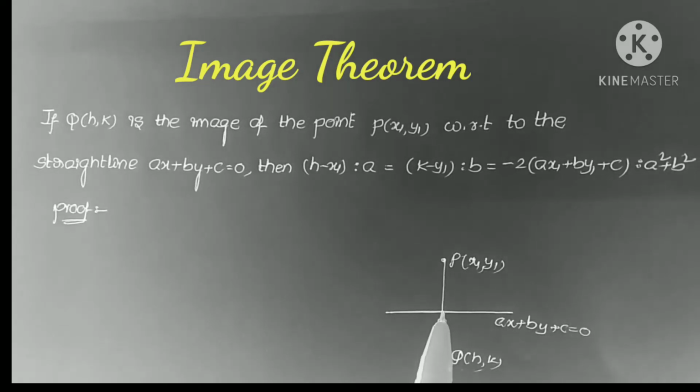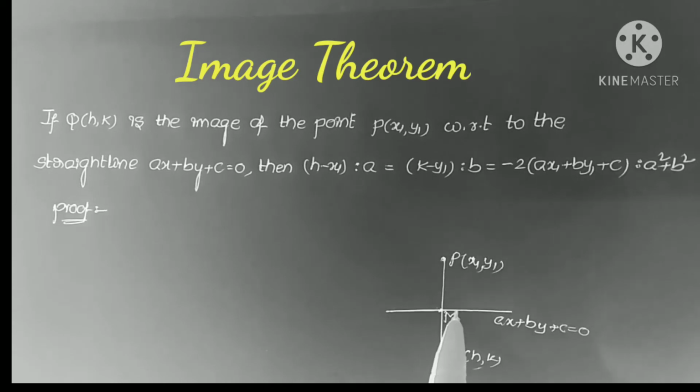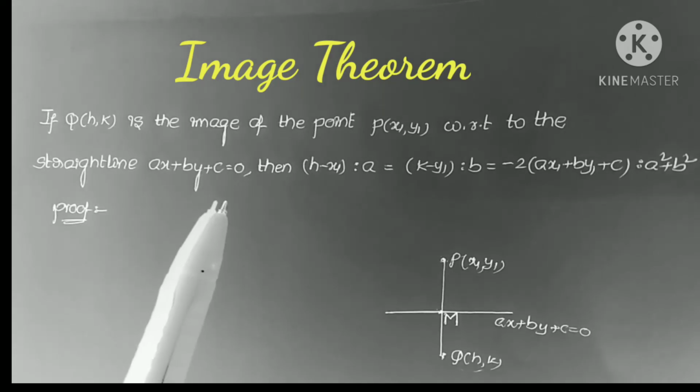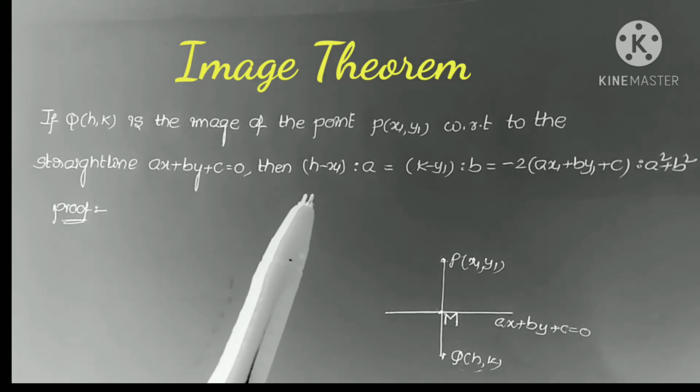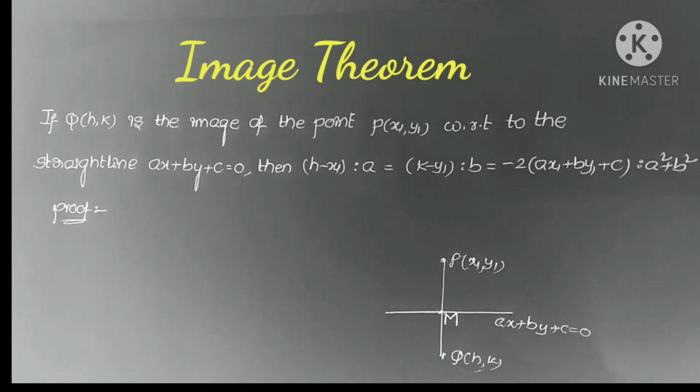That is, the distance from the line to this point is equal to the distance from the line to the image. The two distances are equal. Suppose here I take one point M, which is nothing but the midpoint of these two points. And the proof of this theorem is exactly the same as the proof of the foot of the perpendicular theorem.